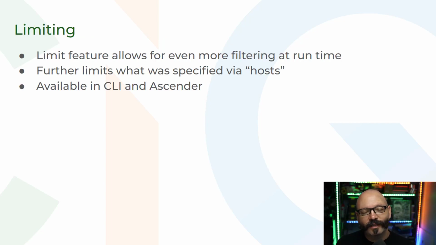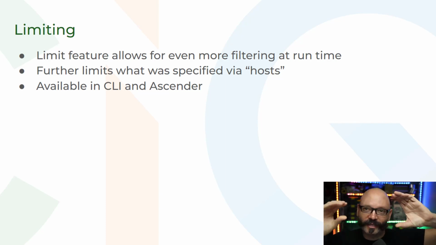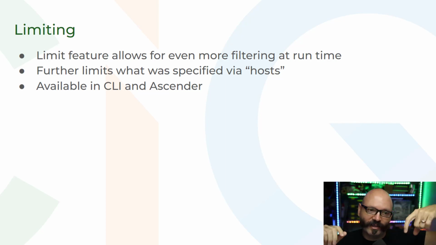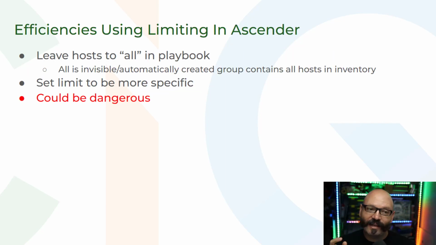Limiting. Limiting is something that is available on CLI and Ascender as well. And what it really lets you do is further restrict the hosts you're going to operate against, right? So inventory, big list of all my hosts. Host section, it's going to narrow that down. So say I did it on the web group, right? The host section just says web and it's a group. Well, on the CLI or in Ascender, there's an extra option called limit. And so if I fill something in the limit field, it will further narrow down the results from the host section, right? Now, this can offer us a lot of efficiencies.